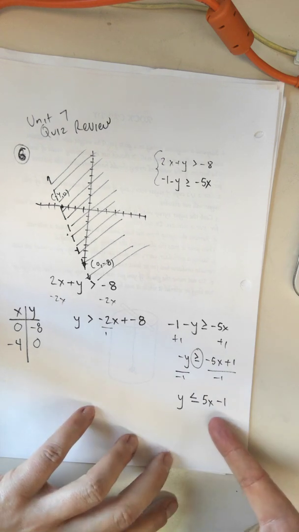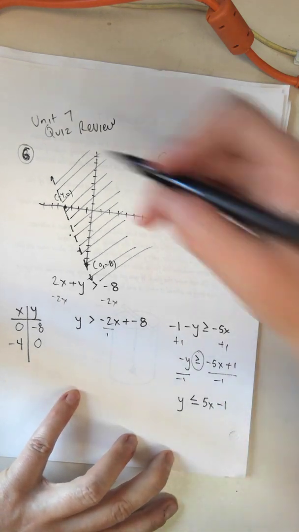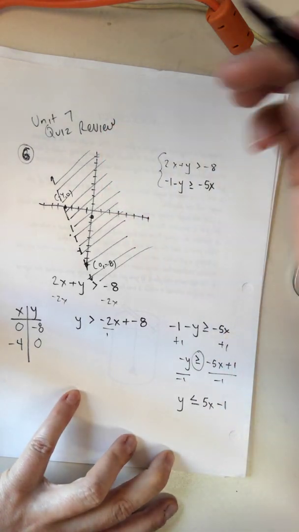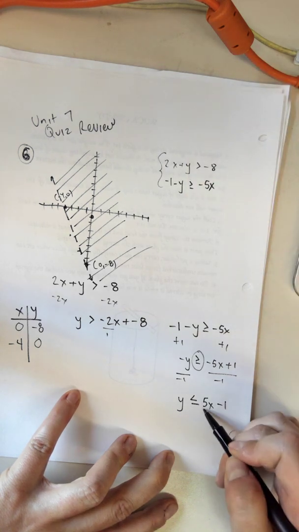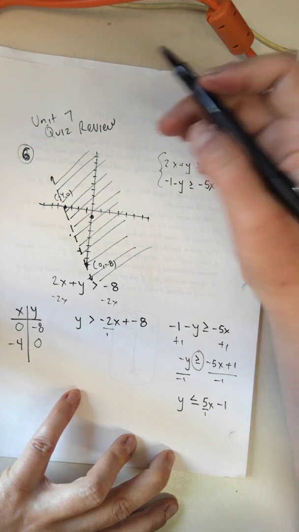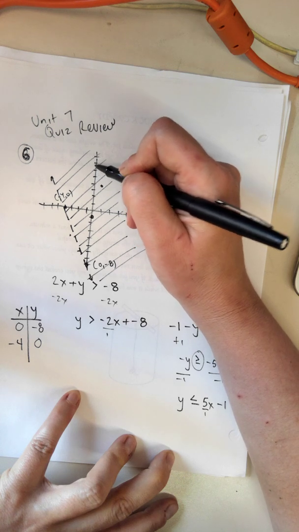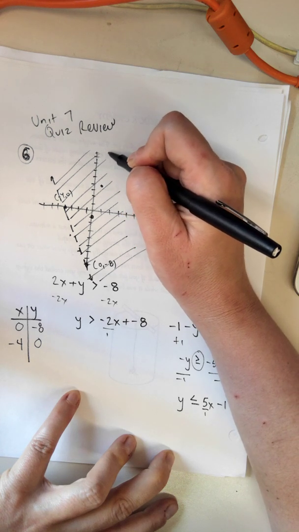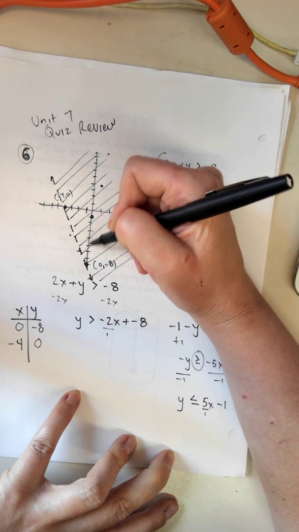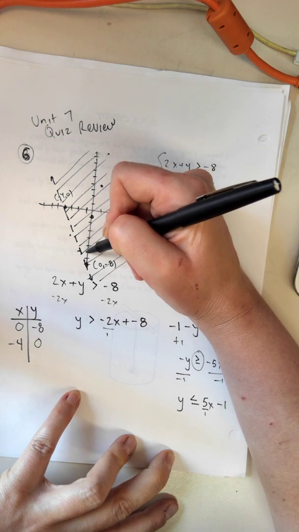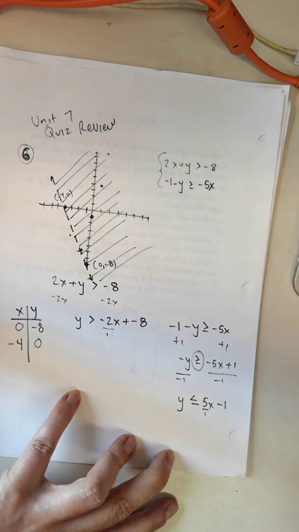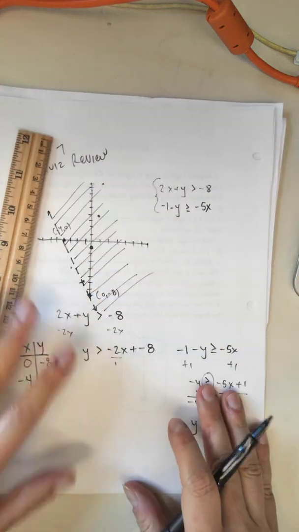So I can plot that. The story of this line is that the y-intercept is at negative 1. And then our slope is up 5, right 1. 5 over 1, 1, 2, 3, 4, 5. Or down 5, left 1. Oh, I see where it's going to intercept that line then. Okay, so I connect it.